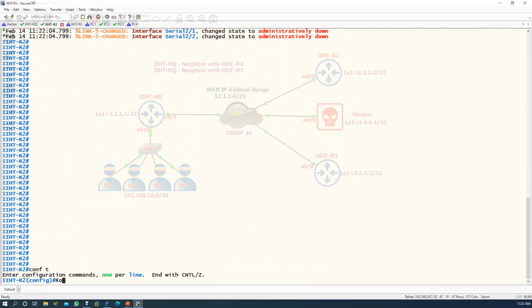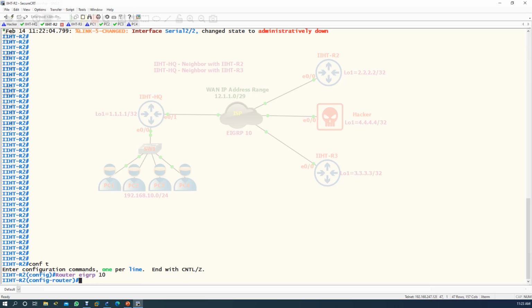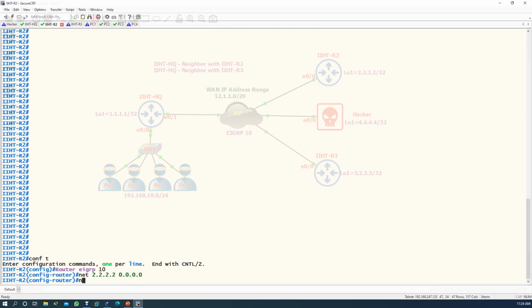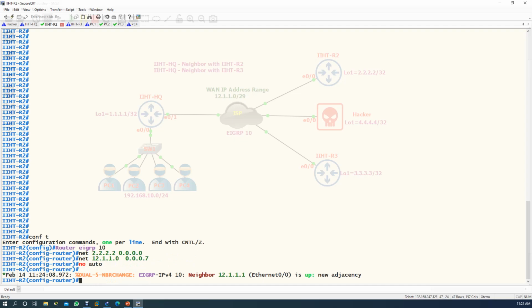Now come here to IST2, which is my other branch router. Conf t, router EIGRP 10, network 2.2.2.2, network 12.1.1.0 with wildcard 0.0.0.7, and no auto-summary. Neighborship came up.